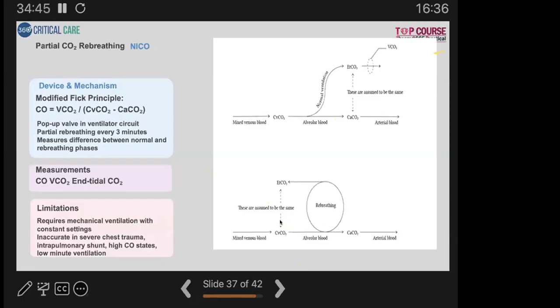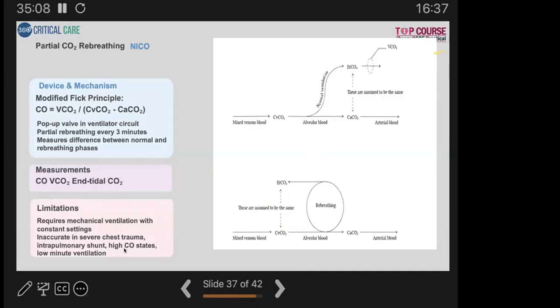It causes EtCO2 to fall at the baseline and rise excessively during the rebreathing. So if the EtCO2 is high during the rebreathing phase, that means cardiac output is low. If the EtCO2 remains stable or at a low value, that means cardiac output is good. That's all. The main limitations are, of course, that it requires mechanical ventilation.